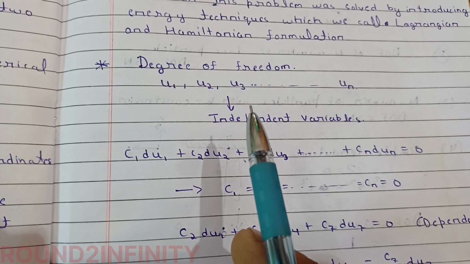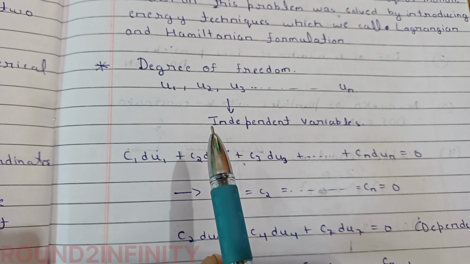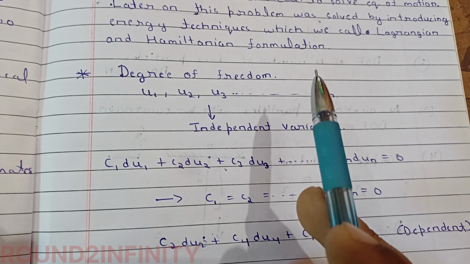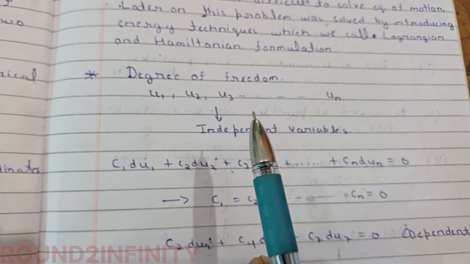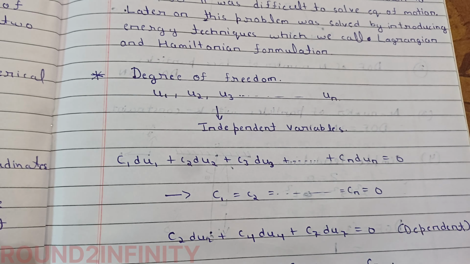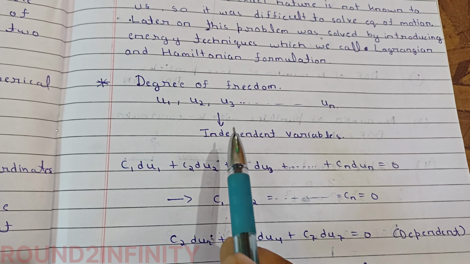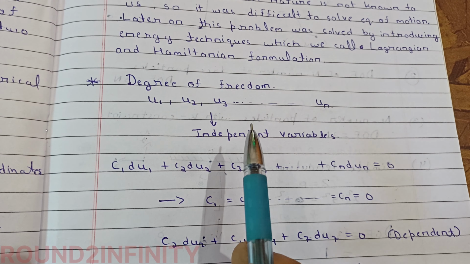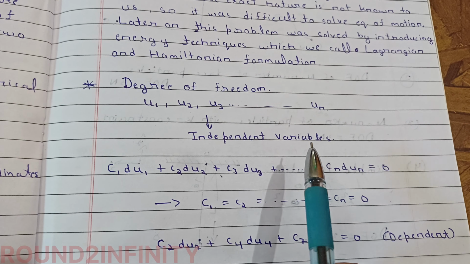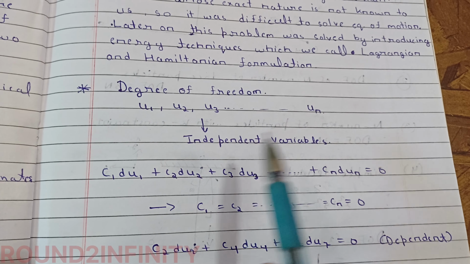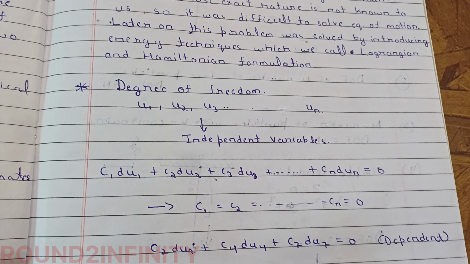So what are degrees of freedom in classical mechanics? See here, the independent set of variables: a particle is moving, or in motion. The number of variables we need to describe its motion, and those variables should be independent of each other, is called the degrees of freedom. It means the minimum number of independent variables required to describe the motion of a particle. That is called the degrees of freedom and independent variables.